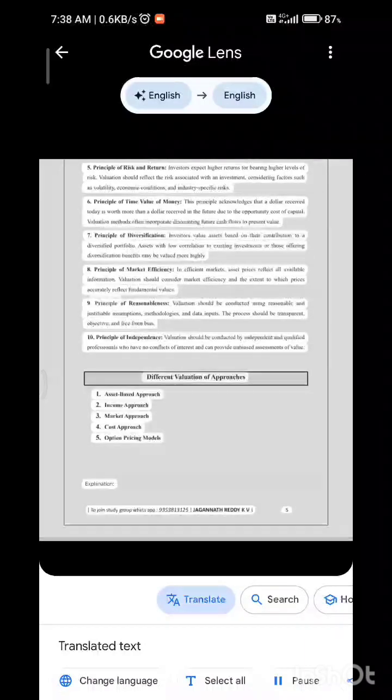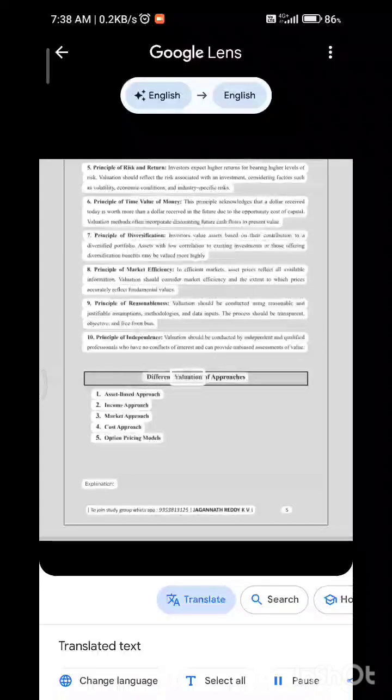9. Principle of reasonableness. Valuation should be conducted using reasonable and justifiable assumptions, methodologies, and data inputs. The process should be transparent, objective, and free from bias. 10. Principle of independence. Valuation should be conducted by independent and qualified professionals who have no conflicts of interest and can provide unbiased assessments of value.